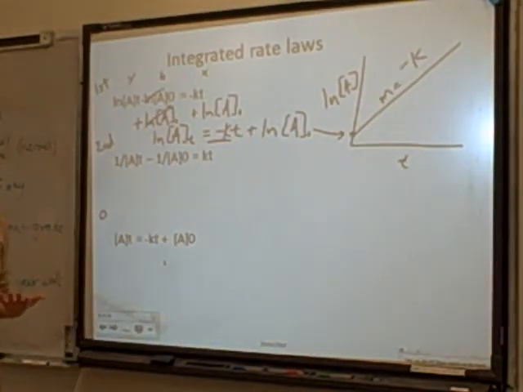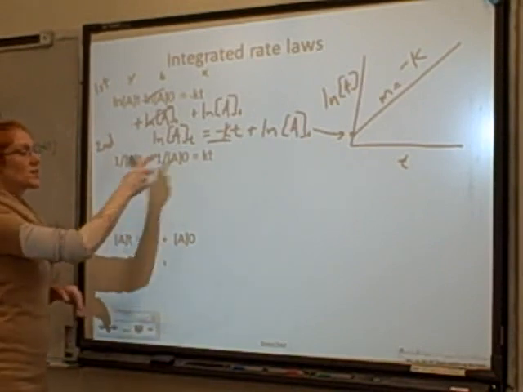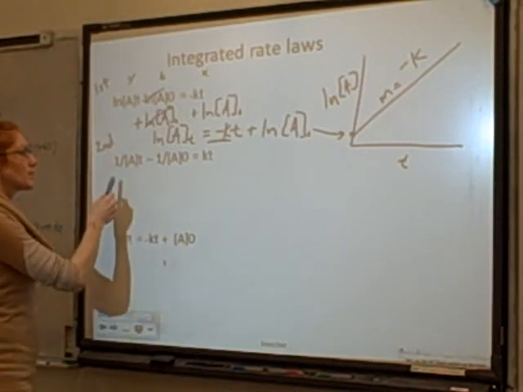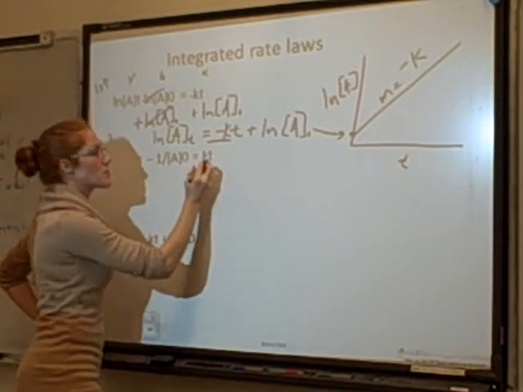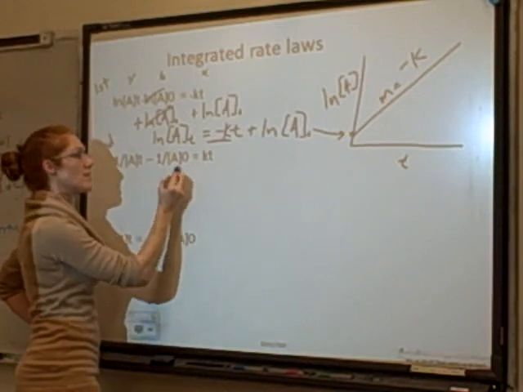Okay, so then they say, well, how about second order? We have this integrated rate law for second order. I need to rearrange this so it's in the form y equals mx plus b. Here's my concentration at whatever time, so this is my y. Here's my time, so this is my x. This must be my b.